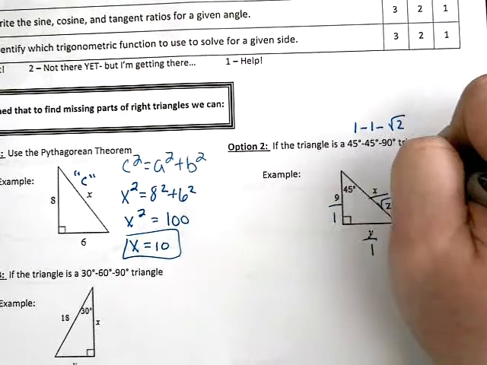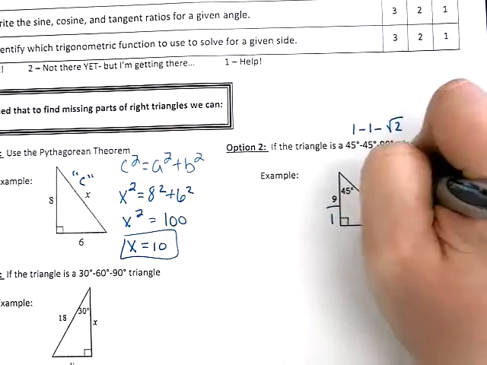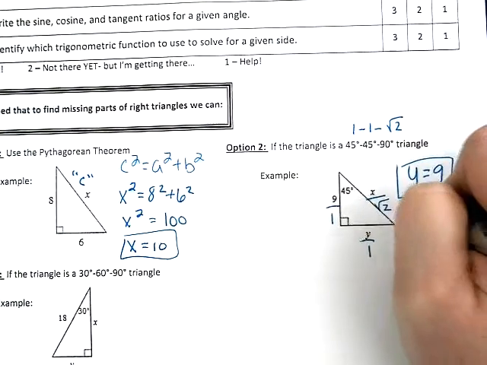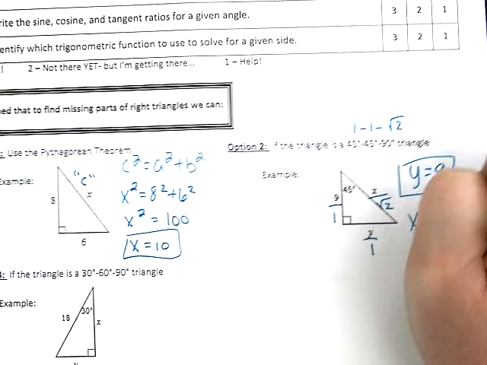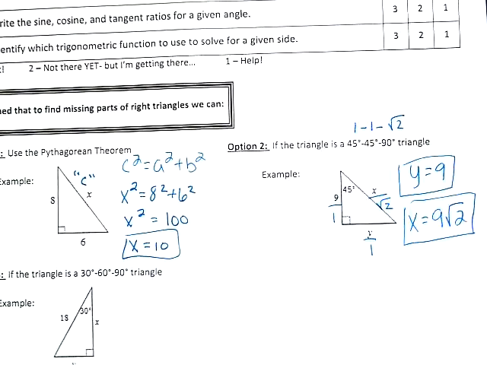So in this case, we'd end up getting y equals 9 and x equals 9 root 2. I want you guys to go through and see if you agree with me there, okay? But I'm not going to spend some time doing that because we should already be pros at it.